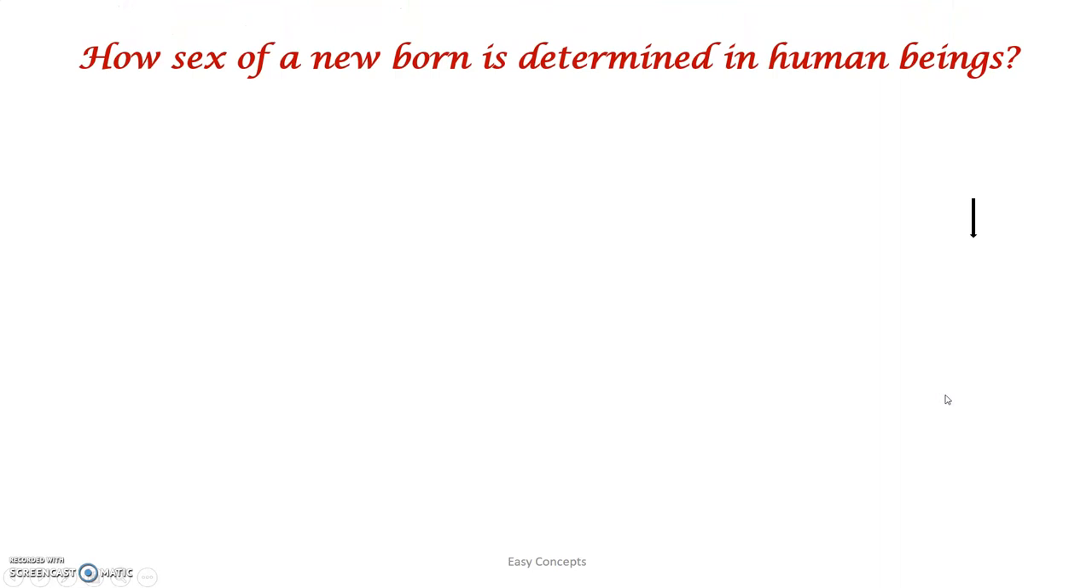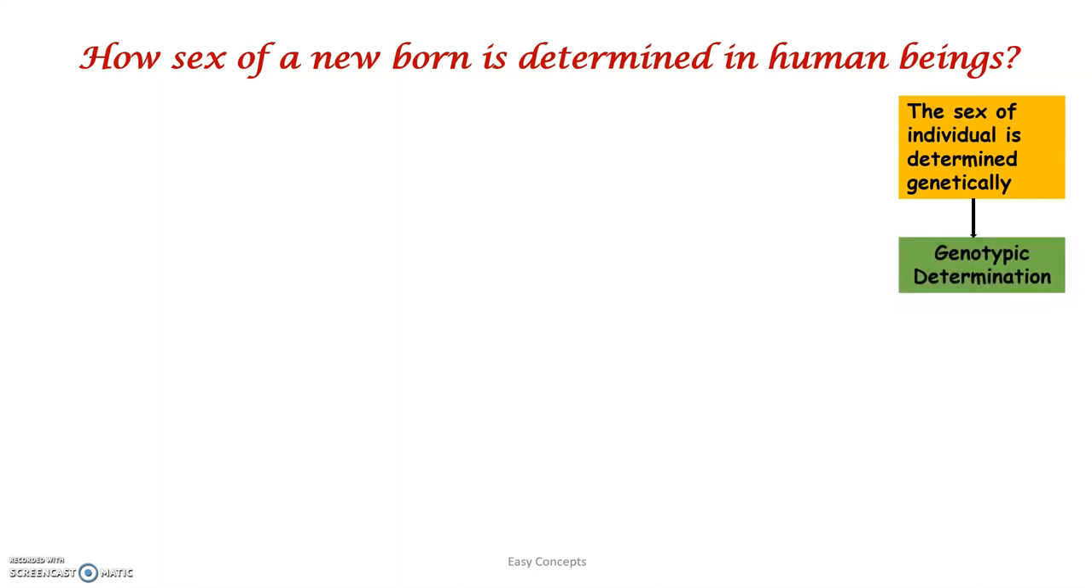So the question comes: how is the sex of a newborn determined in human beings? In humans, the sex of an individual is determined genetically, and the method is known as genotypic determination. Let's see an example. We have already discussed the X and Y chromosomes, which show a male. Let's talk about the father. The father has sperm cells.